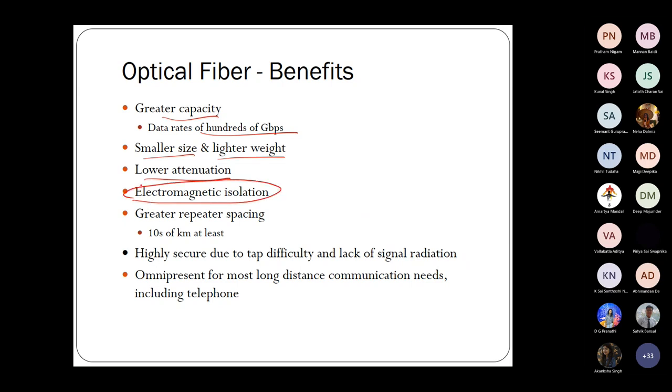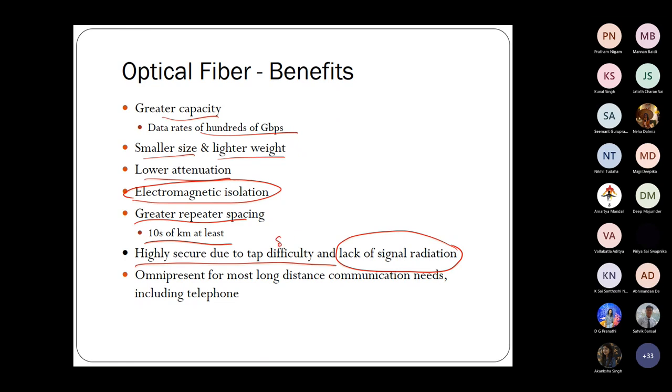Big point is electromagnetic isolation, because there is no electric current. It's light and doesn't get affected by anything else. You have lightning and all, this does not affect it. Greater repeater spacing, tens of kilometers. Highly secure due to tap difficulty, this lack of signal radiation.